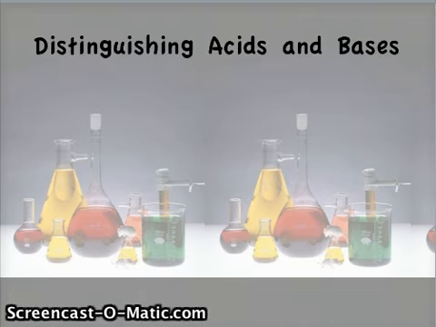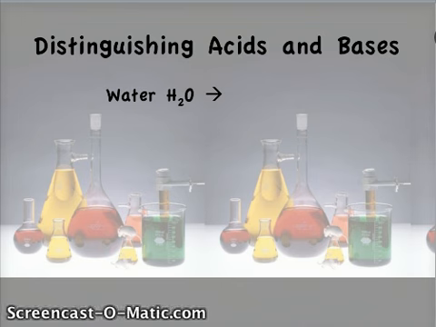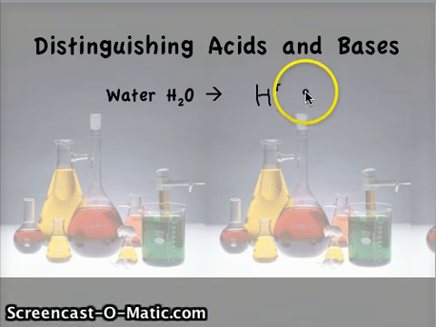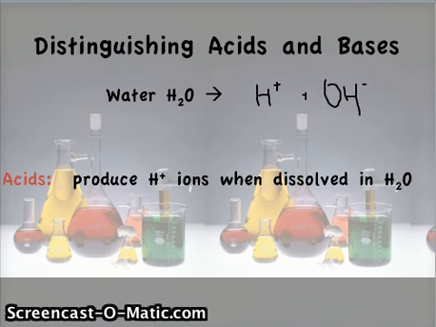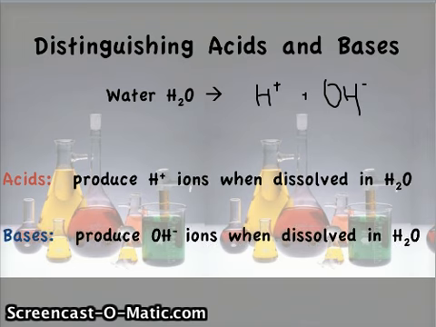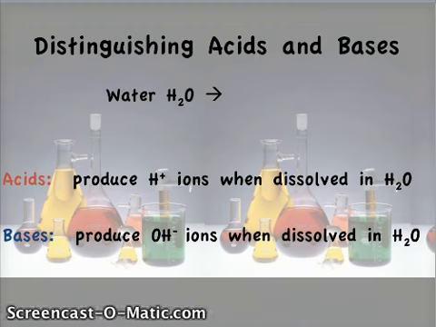So let's continue on to our next topic, distinguishing acids and bases. Water can be broken down into two different ions. We have a hydrogen ion that has a positive sign, and then we also have a hydroxide ion, which is negative. This is important to remember because this is how we're going to distinguish acids and bases. Acids produce hydrogen ions when dissolved in water, and bases produce hydroxide ions when dissolved in water. So we're going to remember: acids, hydrogen ions; bases, hydroxide ions. Make sure you have that in your notes. That's an important distinguishing factor.